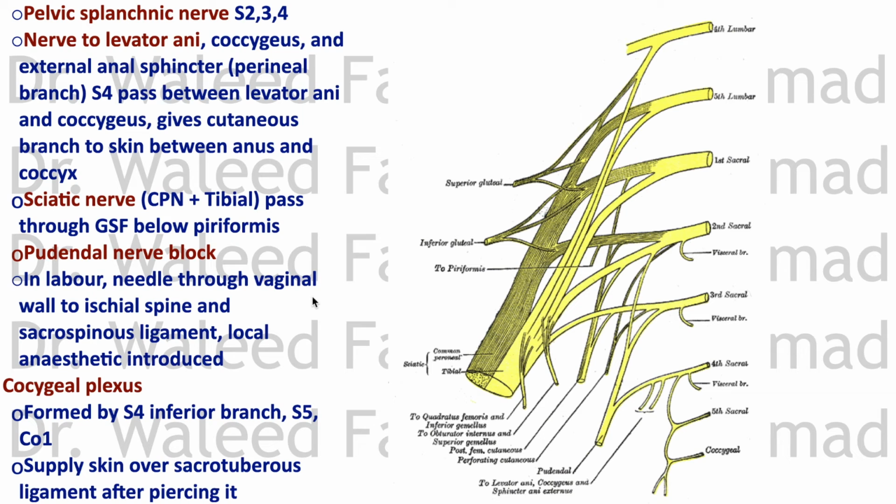It's performed frequently in labors with obstetricians. Coccygeal plexus is S4, S5, and CO1. It supplies the skin over the sacrotuberous ligament after piercing it.